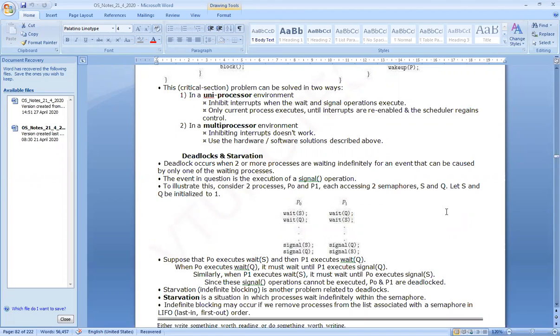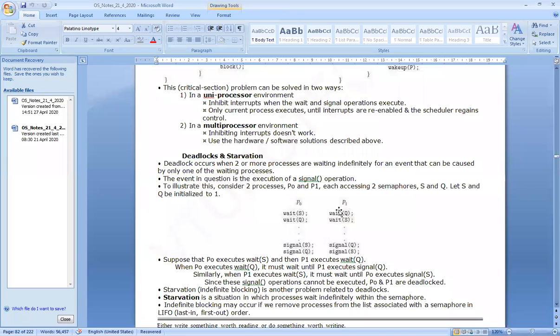Deadlock is a situation where two processes are involved, and a process will be holding one resource and requesting another resource, which is already used by the other process. For example, if I take process P0 and process P1, P0 is holding one resource and is requesting one more resource, whereas P1 is also holding one resource and is requesting one more resource.